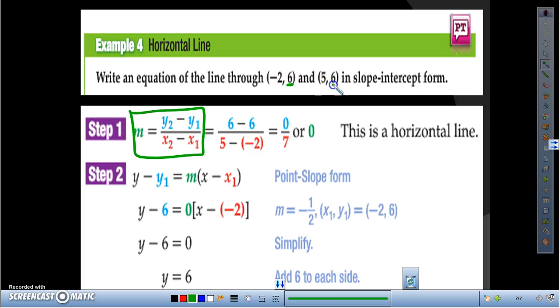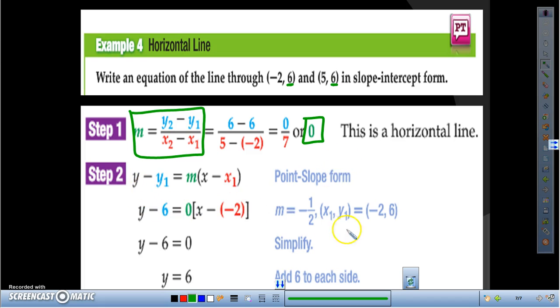But my slope is going to end up being 0, okay, which makes sense because your y values are the same. So if you notice that, then you can really skip that step. If you don't notice that, okay, then you're going to end up with a slope of 0, and at that point, you don't really have to do anything else.